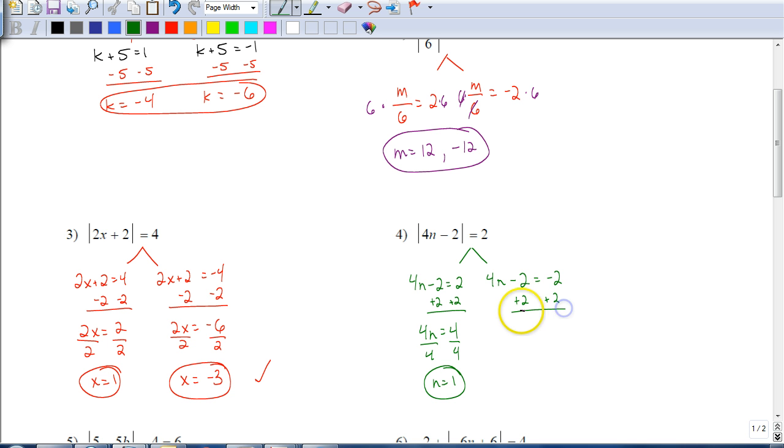Add 2 to both sides here. Negative 2 plus 2 is 0, so that means n equals 0. When you divide by 4, you'd still get 0. So my answers are 1 and 0 for that second problem, or for number 4, I should say.